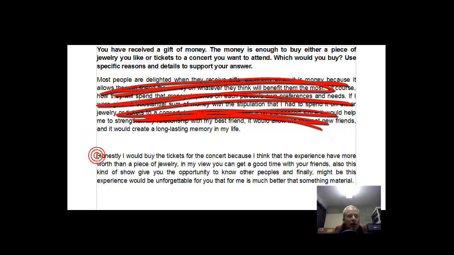So you say, honestly, I would buy the tickets for the concert because I think that the experience have more worth than a piece of jewelry. In my view, you can get a good time with your friends. Also, this kind of show give you the opportunity to know other people's. And finally, might be this experience would be unforgettable for you. That for me is much better than something material.